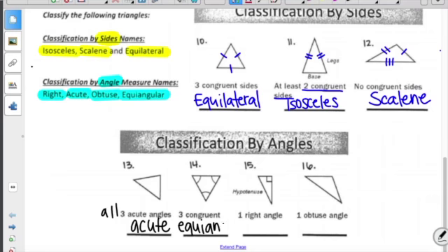E-Q-U-I-A-N-G-U-L-A-R. It's not equal angular, it's equiangular. Okay, number 15 says it has 1 right angle. Those are the ones we've been focusing on. That is our right triangle.